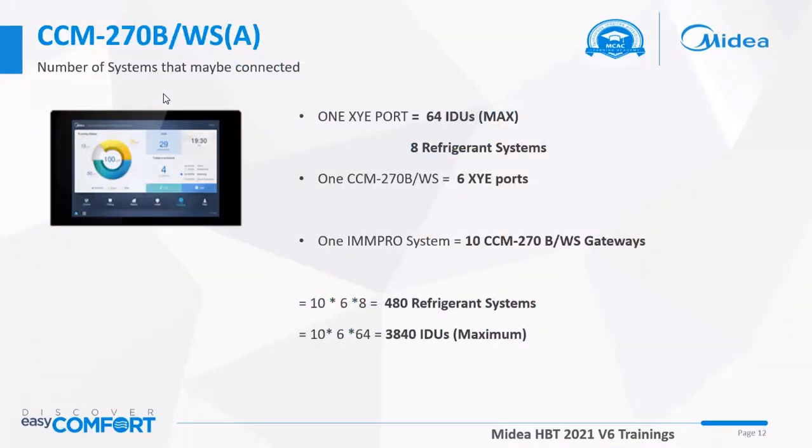So this is actually the central controller we discussed in the last presentation, the 10.1-inch touchscreen controller. We know already that this has 6 XYE ports, 8 systems, and 64 indoor units for one port. So for 6 ports, it's 48 systems and 384 indoor units. And 10 such devices can be connected with one computer.